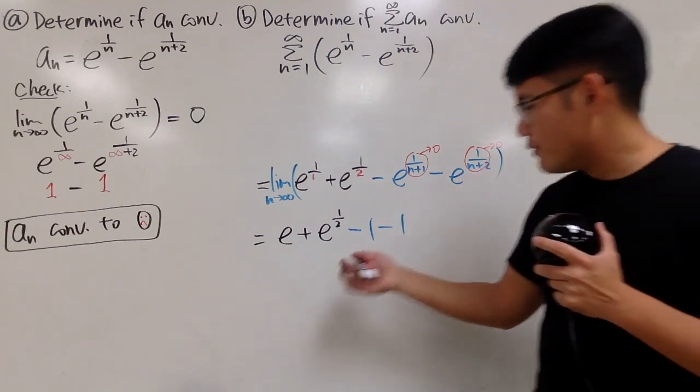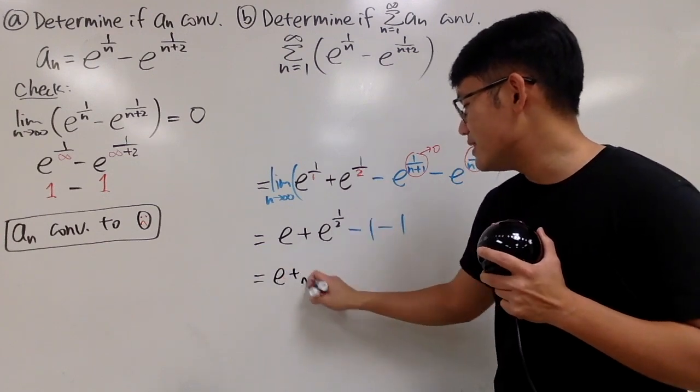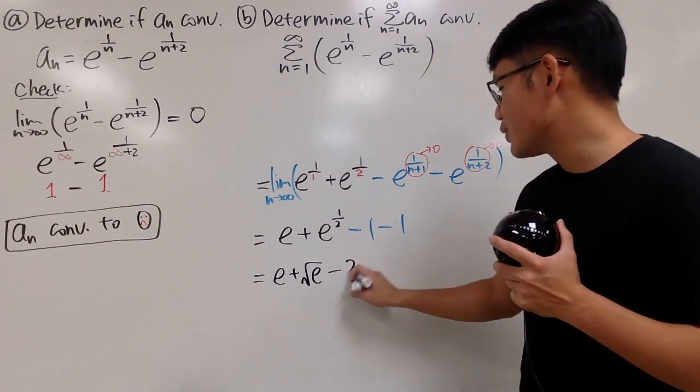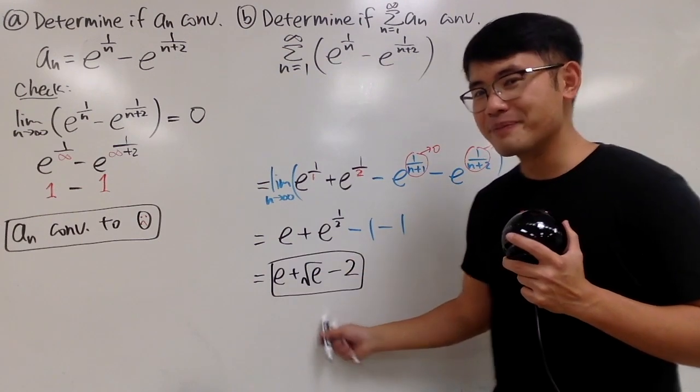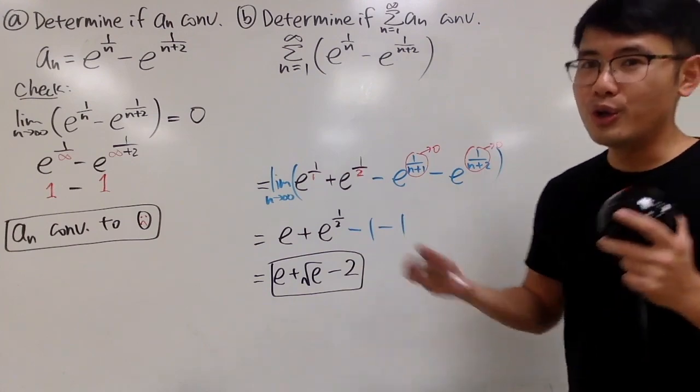So all in all, finally, I will write down, we have e plus, let me just be fancy and put down square root of e. And then, of course, this is just minus 2 for the answer. It's a very crazy looking answer, huh? So that's pretty much the idea. And if you are okay with this approach, you are done.